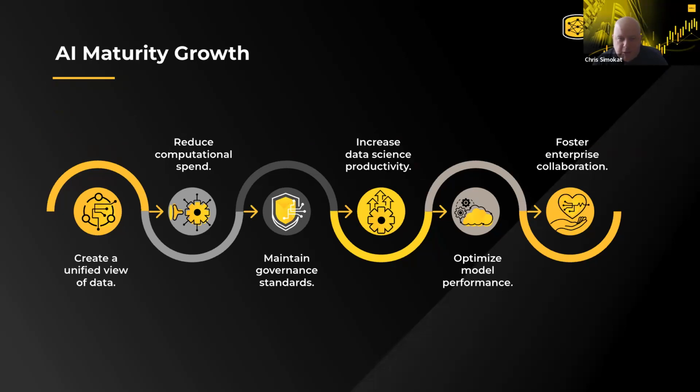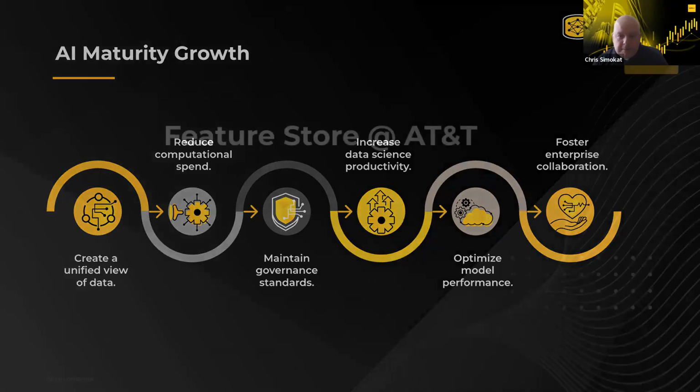All of this together helps promote AI maturity and growth because it helps you create a unified view of the data, the consolidation of computational spend, the maintenance of governance standards, which Prativa can tell you much more about in AT&T's context, and then increasing data science productivity by simplifying and standardizing certain things and abstracting away certain complexities that consume an inordinate amount of their time. It optimizes model performance and fosters enterprise collaboration through its wide-spanning persona support.